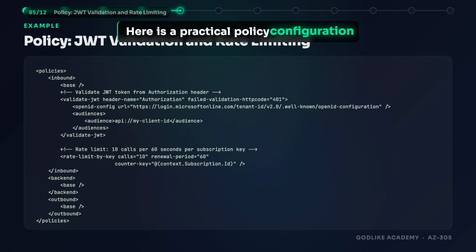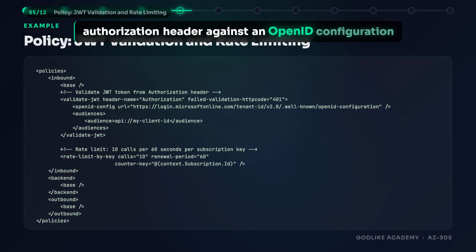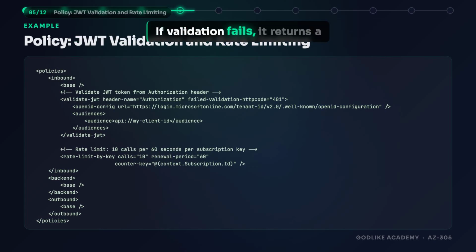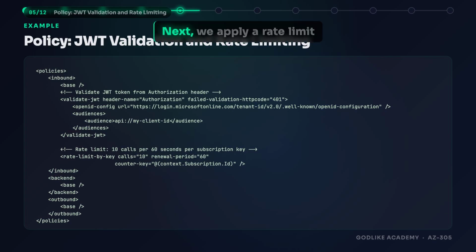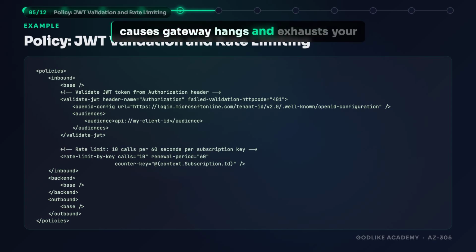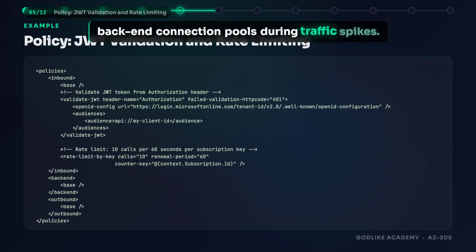Here is a practical policy configuration that combines JWT validation with rate limiting directly in the XML editor. In the inbound section, we first validate the JWT token from the authorization header against an OpenID configuration URL. If validation fails, it returns a 401 error immediately without reaching your backend. Next, we apply a rate limit of 10 calls per 60 seconds based on the subscription ID. This ensures only authorized users can access the API while preventing abuse through controlled throughput. Failing to set a proper timeout causes gateway hangs and exhausts your backend connection pools during traffic spikes.